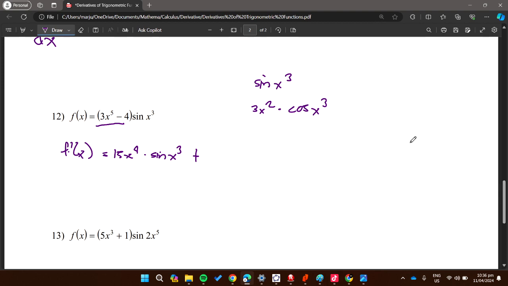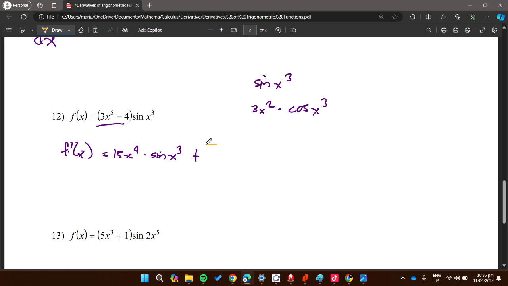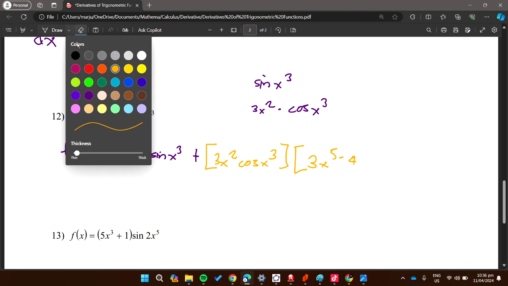Alright? Sige. So, ito yun. Mahaba siya, no? Kasi naka-chain rule. So, I will just put that. 3x squared cos x cubed. And then, we still need to multiply it by our first, our 3x to the fifth minus 4. Alright? So, we still need to do that.